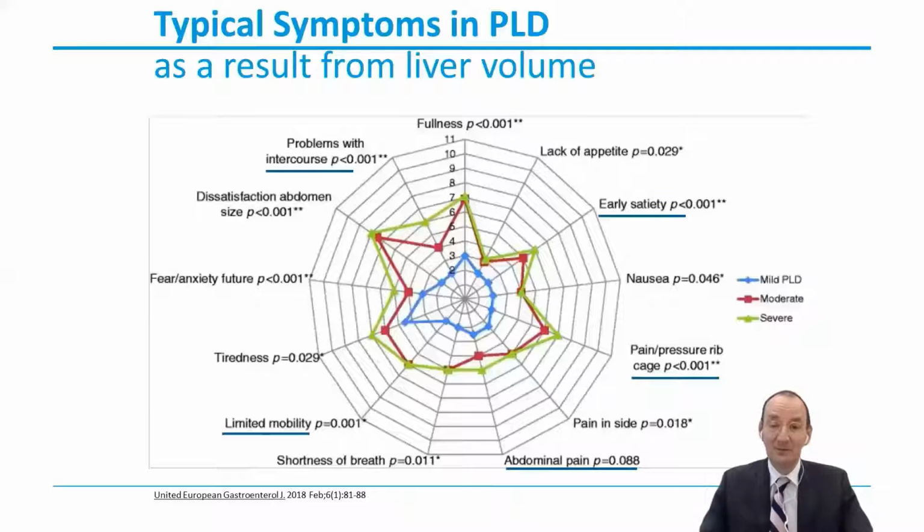Here is a spider graph of the typical symptoms you can see in polycystic liver disease that are related to the large liver volume. And we have distinguished three phenotypes: patients with mild, moderate, and severe polycystic liver disease. You can see that mild patients do not often have severe symptoms, while patients with moderate and severe polycystic liver disease may experience problems with early satiety, pain or pressure in the rib cage, abdominal pain, limited mobility, and problems with intercourse.